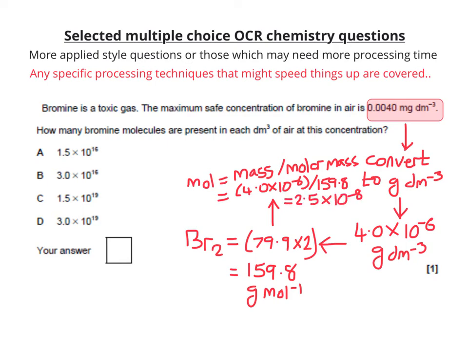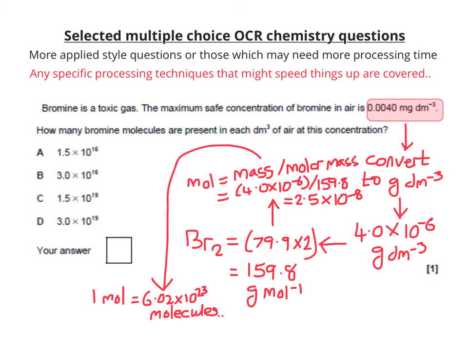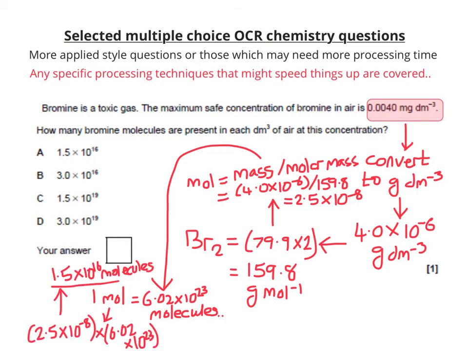Now, if you remember that there are 6.02 times 10 to the 23 molecules in every mole, what we've got to do now is multiply that by our 2.5 times 10 to the minus 8. Now the 2.5 times 10 to the minus 8 was actually 2.503128911, so I've obviously simplified it slightly here. So that leads us to 1.5 times 10 to the minus 6 molecules, which means that our answer is A for this one.